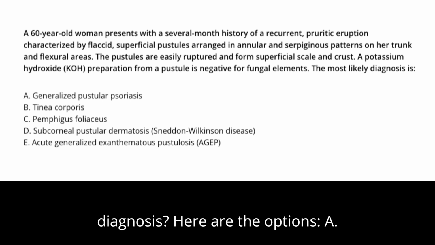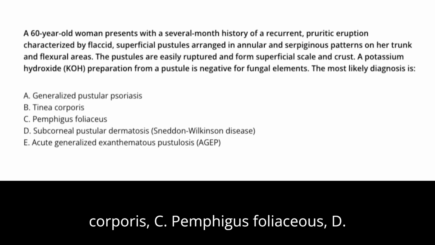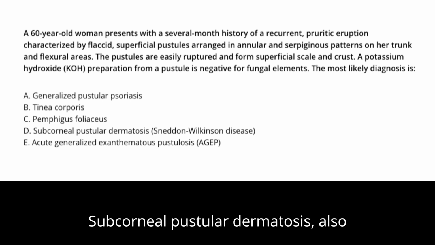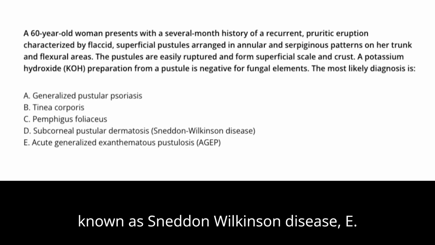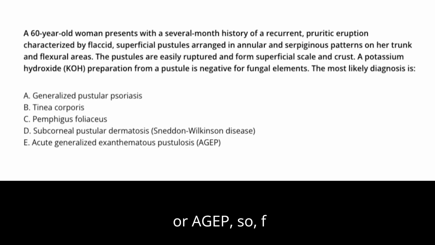Here are the options. A, generalized pustular psoriasis. B, tinea corporis. C, pemphigus foliaceus. D, subcorneal pustular dermatosis, also known as Sneddon-Wilkinson disease. E, acute generalized exanthematous pustulosis, or AGEP.